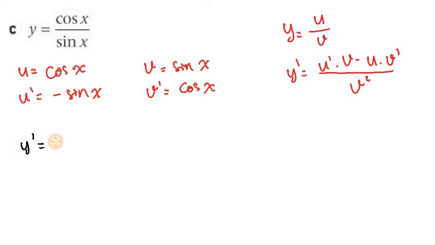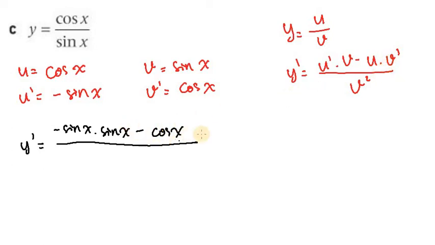So y accent equals, this will be a little bit long, u accent times v. U accent is negative sin x times v. V is sin x, minus u, which is cos x, times v accent, which is cos x. See, a little bit longer here. Divided by v square. V is sin, so it means sin square x.